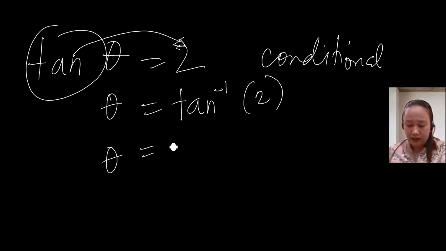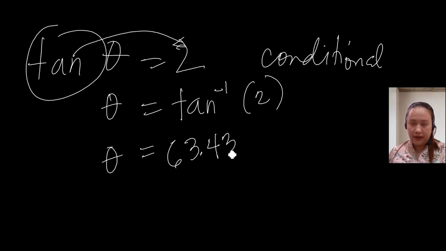So in degrees, it is 63.43 degrees. Okay, in degrees. So if you try the tangent of 63.43 degrees, the answer is 1.9995. So it is almost 2.